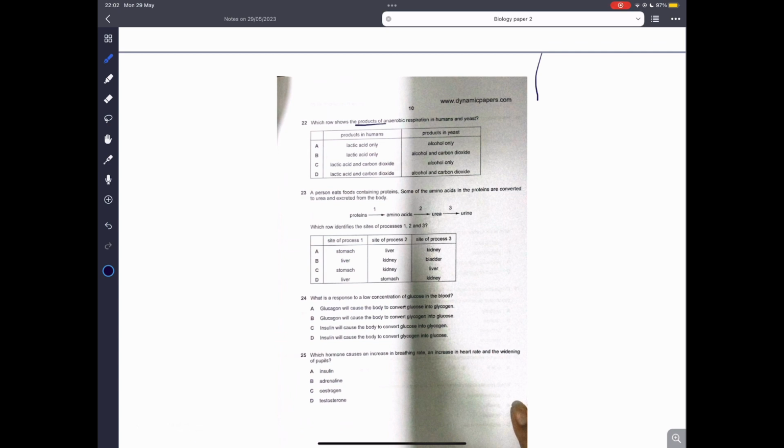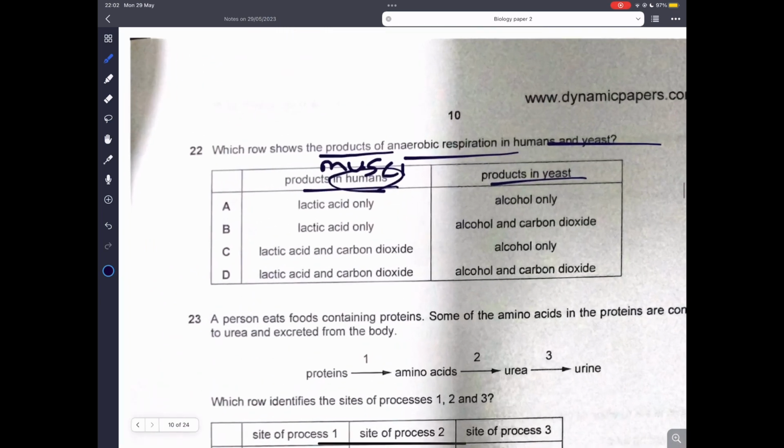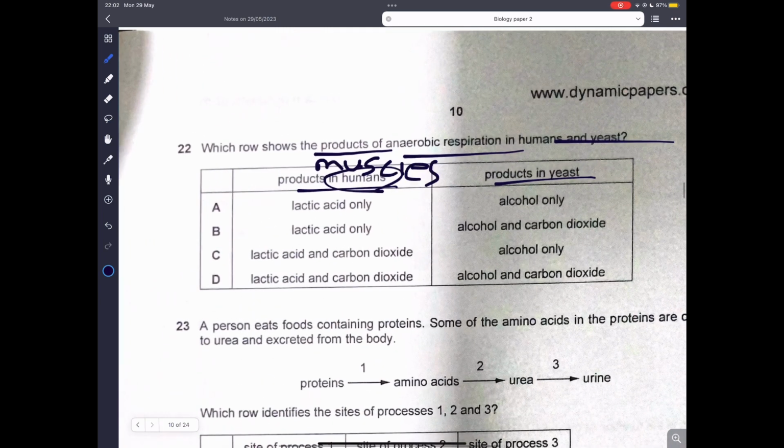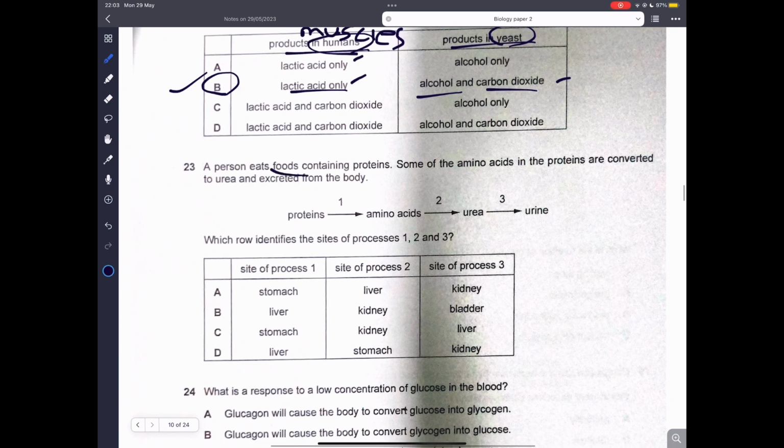22. Which rows show the product of anaerobic respiration in humans and yeast? Now in humans, what it really acts is the product in muscles. So the muscles undergo anaerobic respiration and produce lactic acid only, while in yeast they produce alcohol and carbon dioxide, so B is the correct answer.